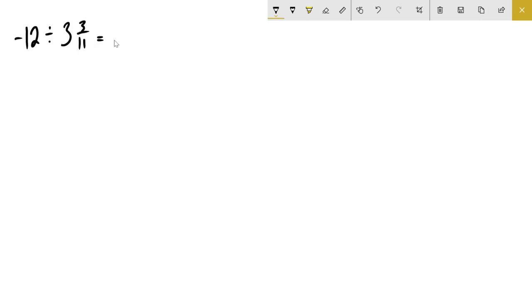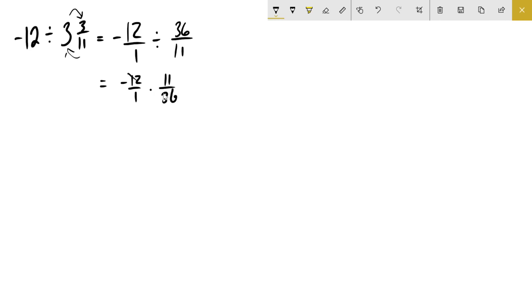All right, so then we got negative 12 divided by 3 3/11. And so here's negative 12. That should be written as a fraction, right? So we always rewrite our whole numbers as fractions. And then 3 3/11. So 11 times 3 is 33. 33 plus 3 is 36. And then it's over 11. It's the second fraction that always gets flipped. So this will become negative 12 over 1 times 11 over 36.